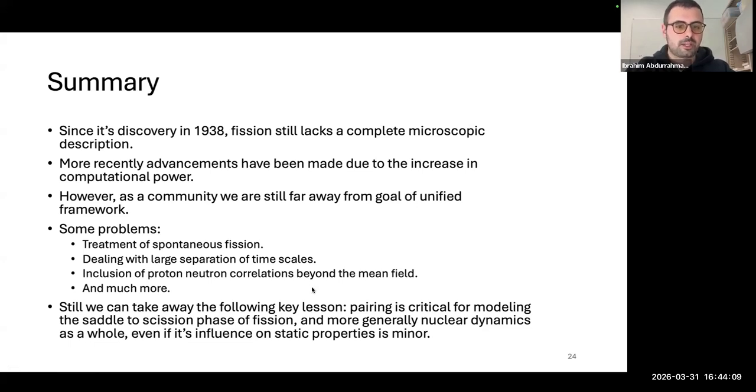But still, I hope if you can take one thing away from this talk, it's the fact that pairing has been demonstrated to be very critical to modeling the saddle to scission phase of fission. As in, if you neglect pairing, you're not going to be able to do it unless you make some very unrealistic physical assumptions, like too much excitation energy, or you start with way too deformed of an initial state, way beyond the saddle point.